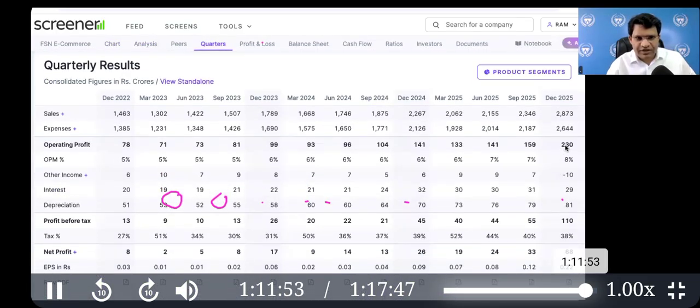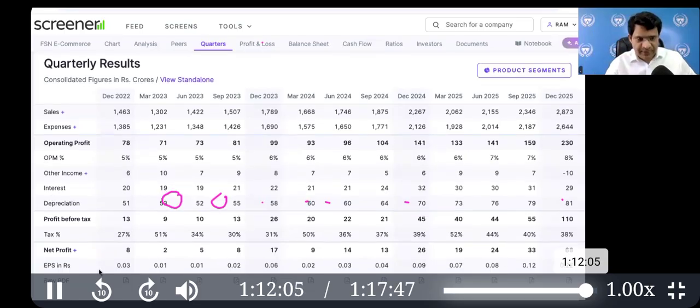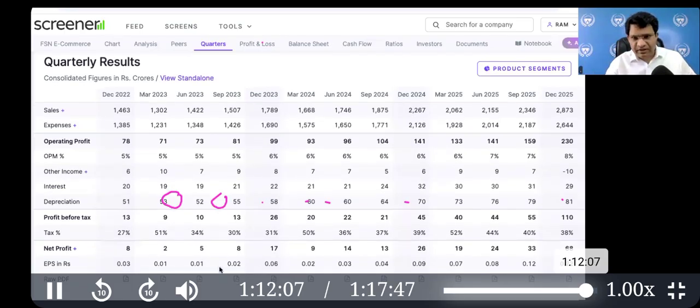What else do you see? Whether the company, how much is the interest component as compared to operating profit margin. You can see that interest component. It should not be too much, otherwise it is not healthy. You see the profit before tax, after tax, then EPS, earning per share. This is readymade given. You can use this in a PE ratio.